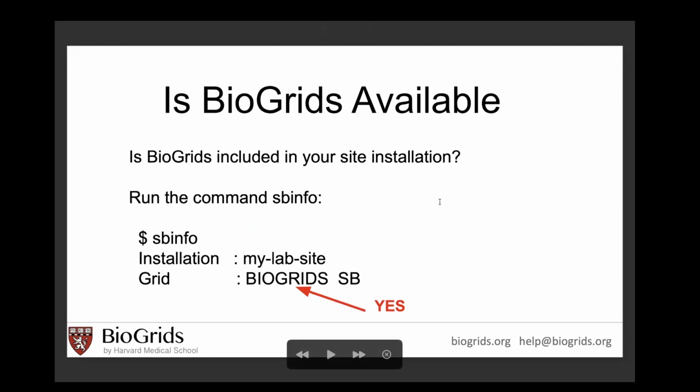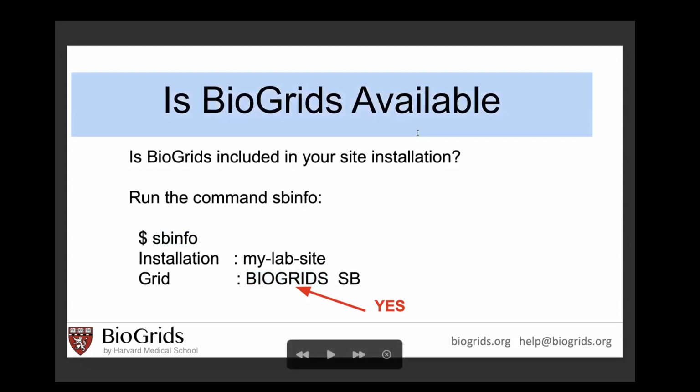And to find out if BioGrids is available on your site, you can source the SBGrid environment, SBGrid.shrc or BioGrids.shrc, and type the sbinfo command. The first part of the output there will list the grid. That's what we call BioGrids or SBGrid. They're different instances of a grid, and you'll see it listed there. If BioGrids is available, you'll see both BioGrids and SBGrid listed for your platform.